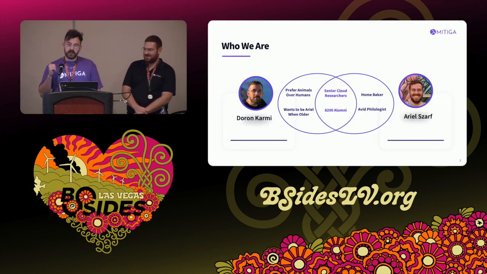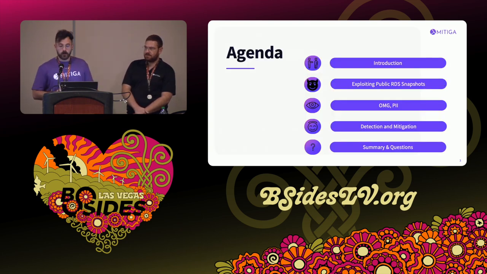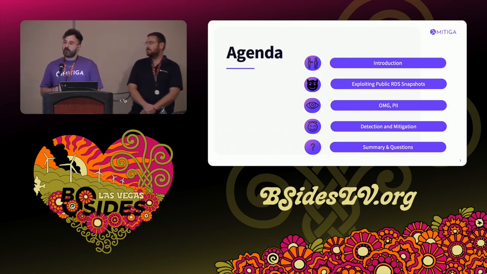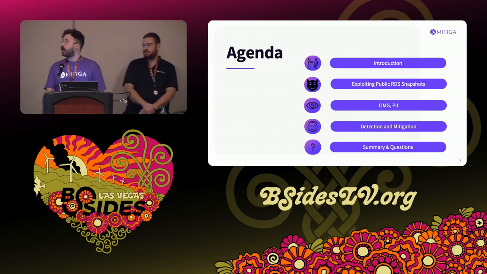So this was Brittany, and this is us. My name is Doron, and this is my colleague Ariel. We are both security cloud researchers at Mitiga. And today we are going to talk, as the name of the presentation suggests, about how we found PII in RDS snapshots.